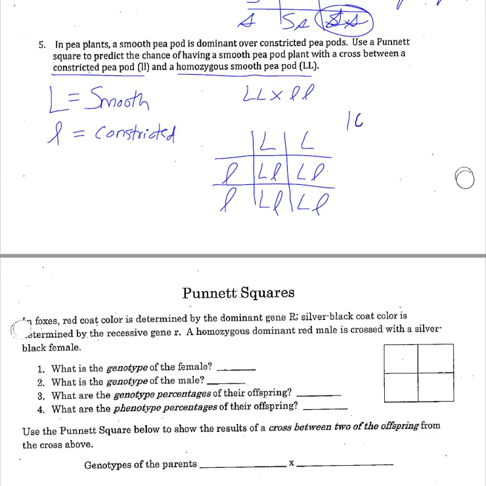And since they're all heterozygous, they all contain the dominant allele. So that means they have a 100% chance of a smooth coated pea pod. There you go. 5 simple Mendelian genetics problems.